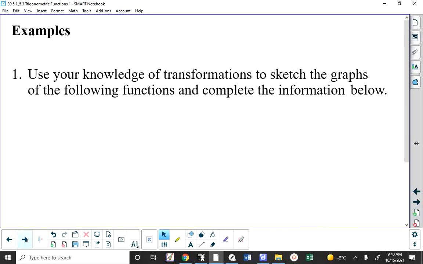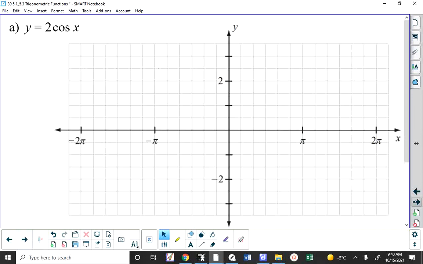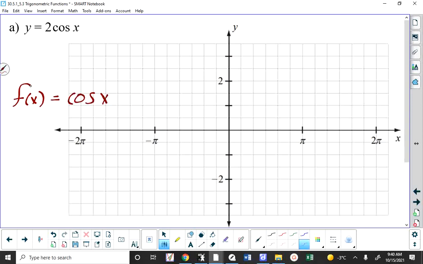So we are going to look at the examples, and we're trying to learn something from these examples. We're trying to learn a general rule for how we determine things like range, period, amplitude, domain. Use your knowledge of transformations to sketch the following functions. Okay, y equals 2 cos of x. So y equals 2 cos of x is a transformation from f of x equals cos of x to g of x equals 2 f of x.